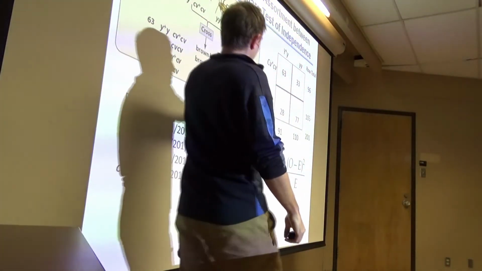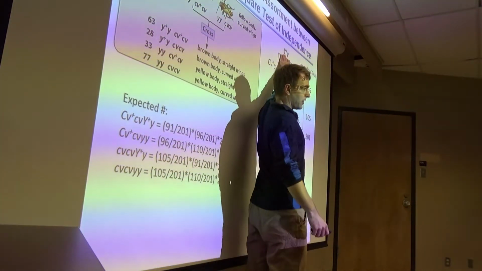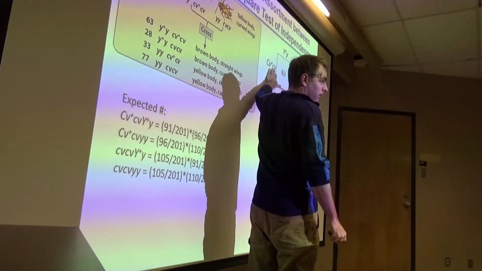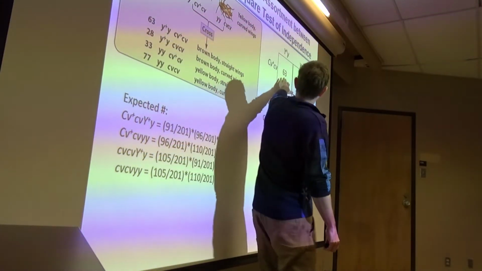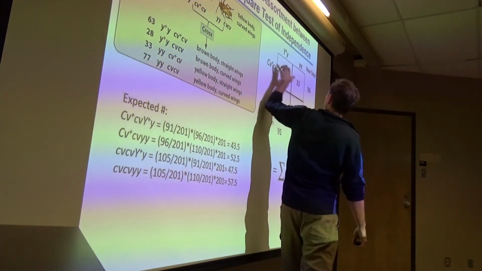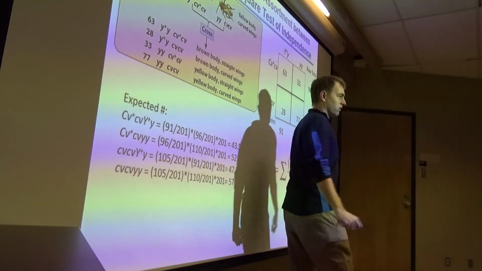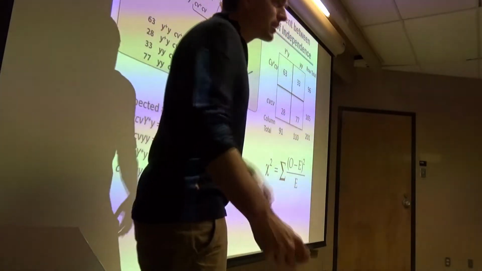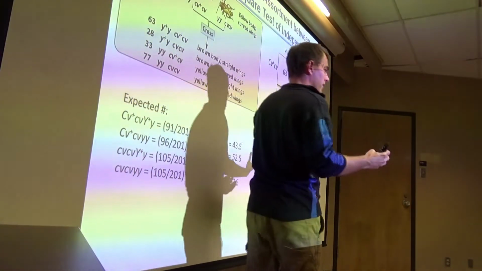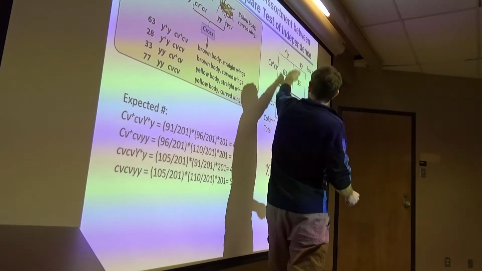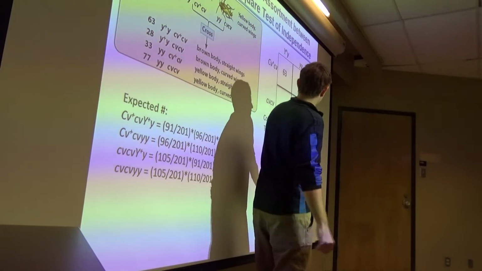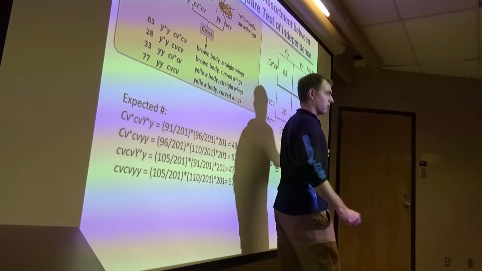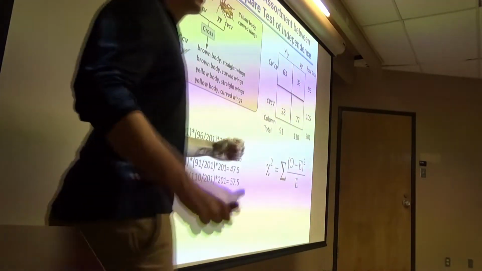To get this particular genotype, we have to get a big Y allele from our dad and a big CV allele from mom. So what's the frequency we get that CV allele? Well, it's 63 plus 33, we have that big CV allele, over 201. So what's the frequency that we get both of those two alleles in that cross? It'd be 91 over 201 times 96 over 201.